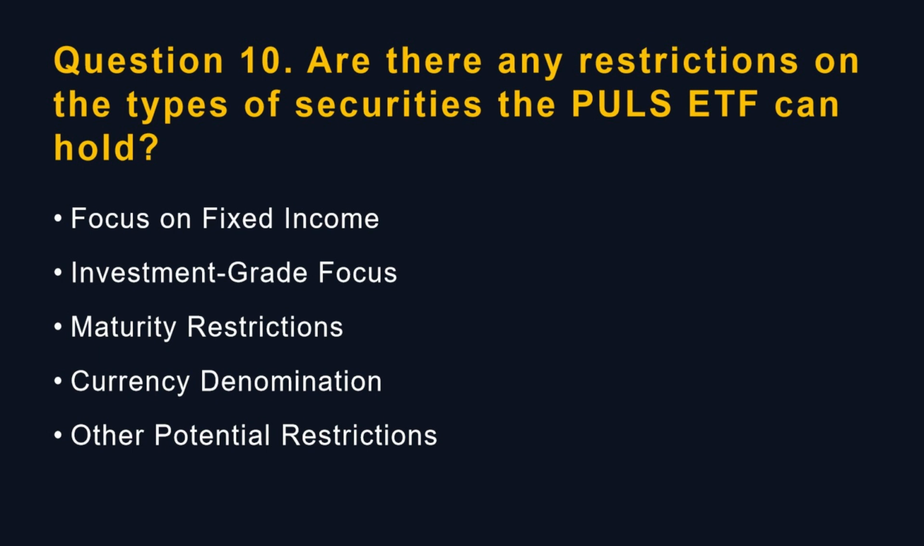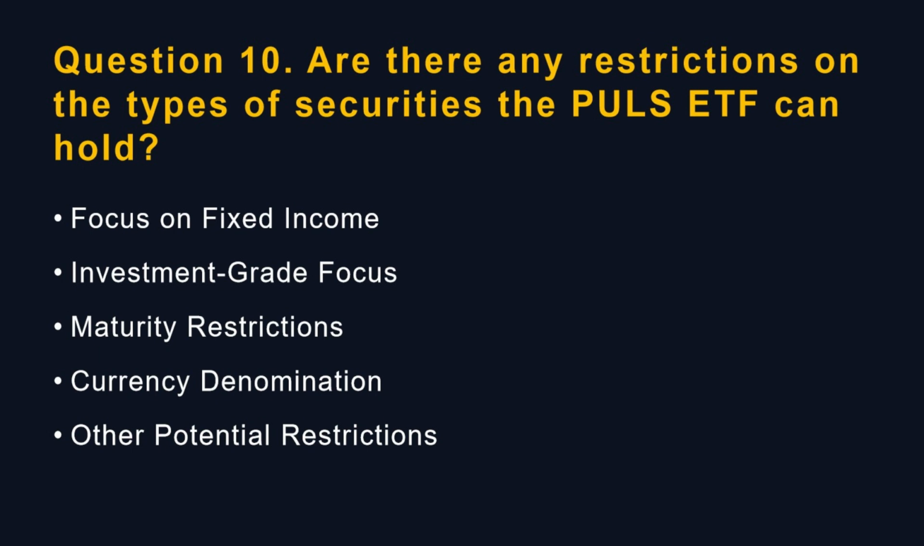3. Maturity restrictions. Ultra-short-term focus. The defining characteristic of PULS is its focus on ultra-short-term bonds. The prospectus likely specifies a maximum maturity limit for the bonds held within the ETF. This maturity limit is typically less than 3 years, often within 1 year. There might be flexibility within this range, but the overall objective is to maintain a portfolio with a very short average maturity.